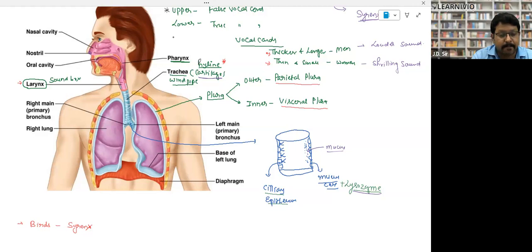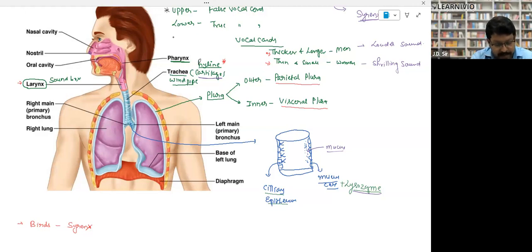Next point, trachea is lined by ciliary epithelium, which prevent the entry of dust, carbon, and germs. Full stop.